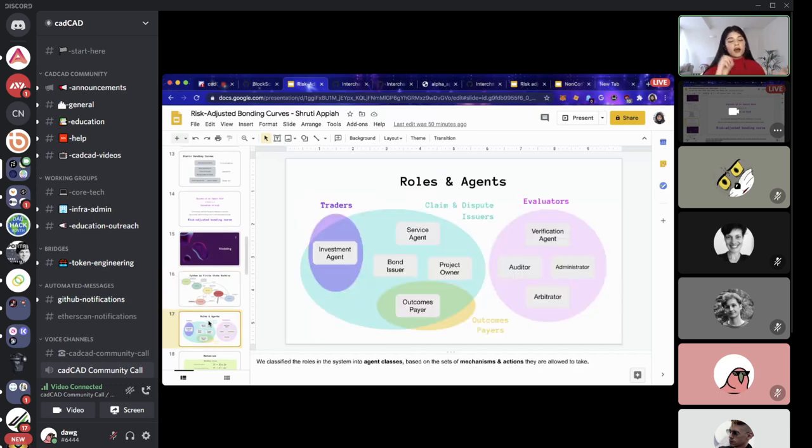So we characterize the different agents into different roles as well. There's an investment agent, which is typically the agent that bonds as well as burns into the system. And then there are several other agents that help with the setting up of that particular project. And then there's an outcomes pair, which is the agent that evaluates whether the project was successful or not. And based on the predictions that these investment agents made, the outcomes pair disperses the payments. And then there are evaluators as well. These are basically people who ensure that the data arriving in the system is actually true and that it matches the agents' attestations or agent actions.